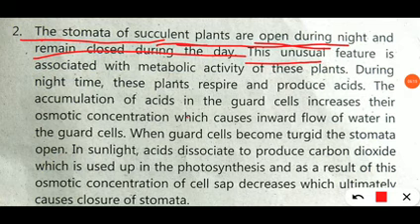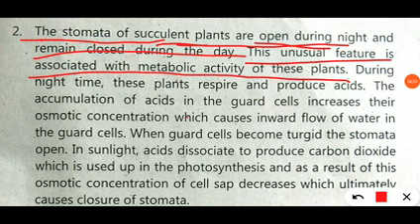This unusual feature is associated with the metabolic activity of these plants. The opening and closing also depends on the metabolism. During night time, these plants respire and produce acids. During the night time, what happens? There is a photosynthesis process that takes place, that is the CAM pathway.